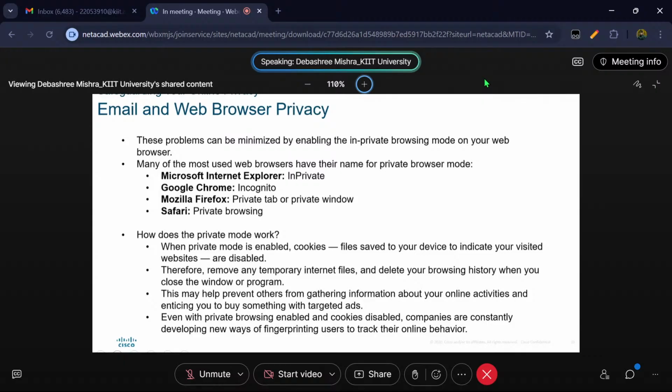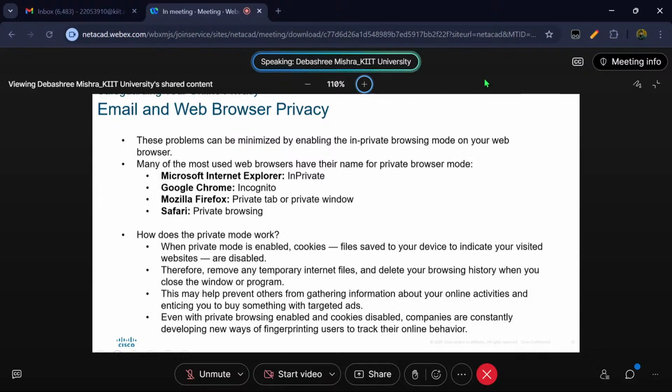Now, when you are talking about safeguarding your online privacy based on your email or web browsing privacy, the problem can be minimized by using in-private mode browsing on your web browser, for example incognito mode or something like that. So what will happen?